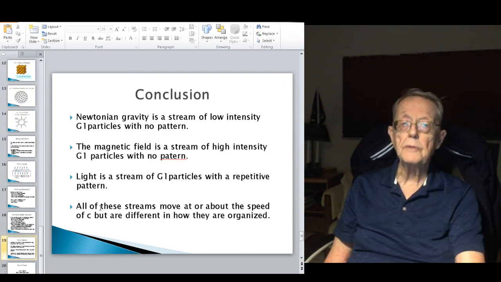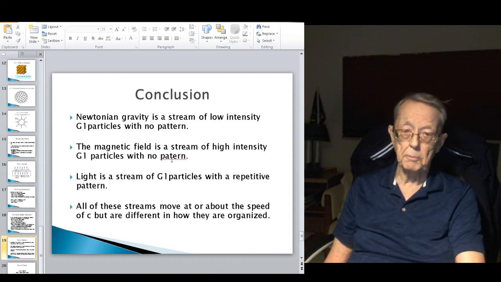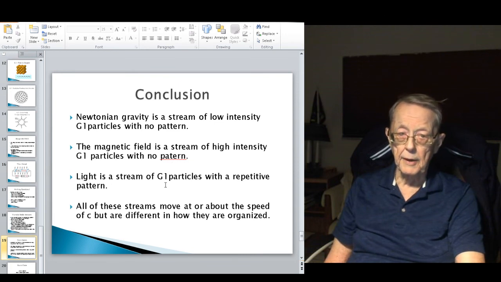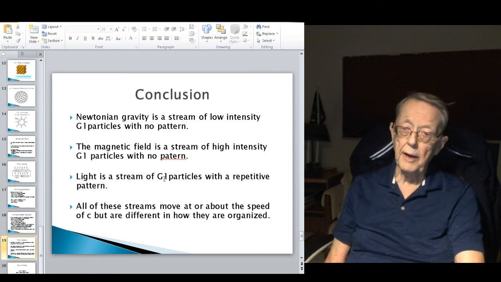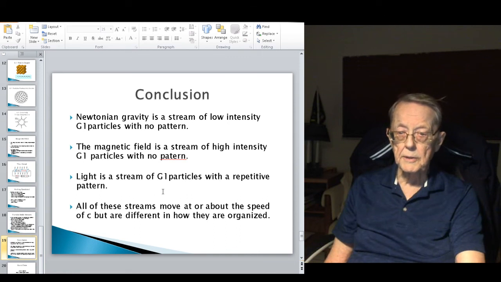So in conclusion, we can compare three different things. Newtonian gravity is a stream of low-intensity G1 particles with no pattern. The magnetic field is a stream of high-intensity G1 particles with no pattern. Light is a stream of G1 particles with a repetitive pattern and can be high intensity or low intensity. All of these streams move at or about the speed of c, but are different in how they are organized.